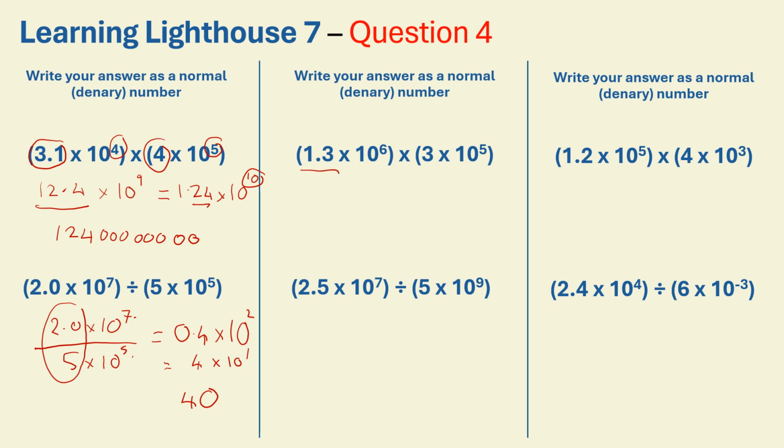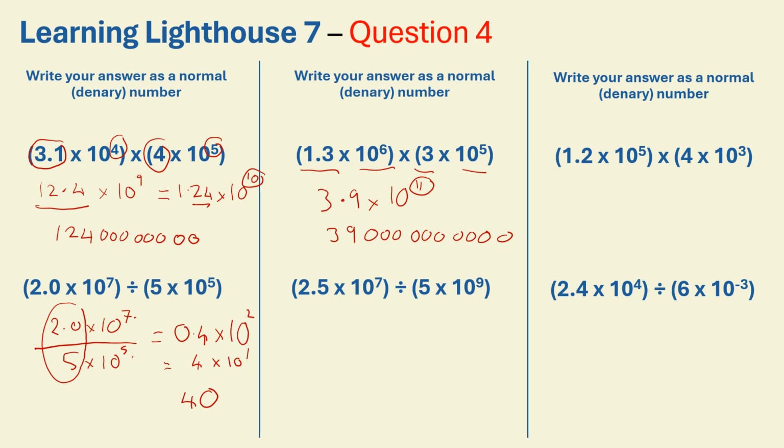Second column, 3 times 1.3 is 3.9. 10 to the 6 times 10 to the 5 is 10 to the 11. So once I've moved the 3 and the 9 one place along, I've got 39, which leaves, I've moved them once, I've got 10 to go. So I need 10 zeros. 1, 2, 3, 4, 5, 6, 7, 8, 9, 10.